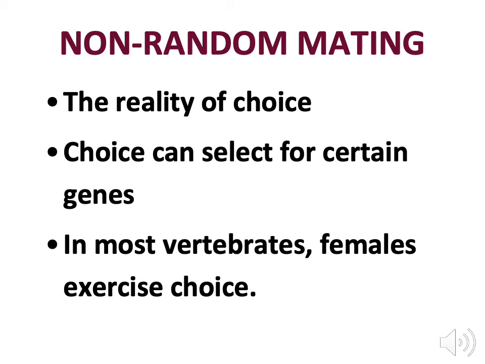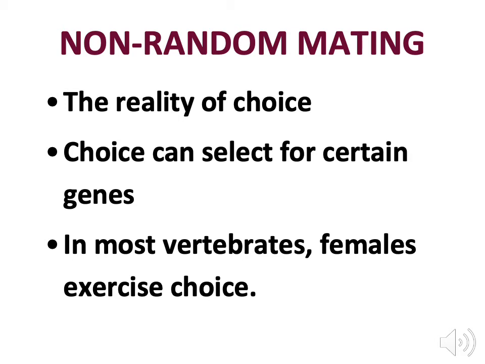But in non-random mating, you've got the reality of choice. That means either the male or the female of a mating pair is going to select his or her mate on the basis of certain characteristics. We see this in the animal kingdom all the time. In most vertebrate animal species, it's the females that exercise choice. They decide who they're going to mate with.